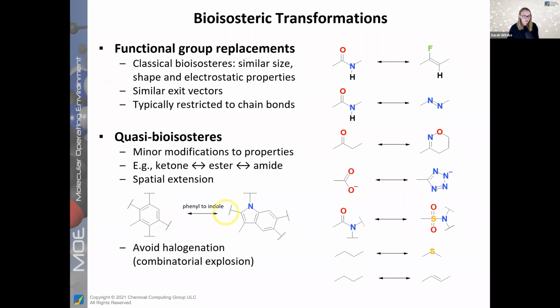Now, when we create rules, we have to keep in mind that sometimes we want to restrict some of these rules a bit. For instance, you might want to avoid halogenation. Say you have a hydroxyl group and you can replace that with one halogen or the other halogen or the third halogen. Suddenly you get a huge explosion of potential combinations of R groups, what we call a combinatorial explosion. So you might want to consider a bit of restriction on some of these rules.